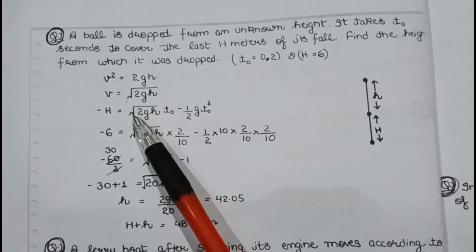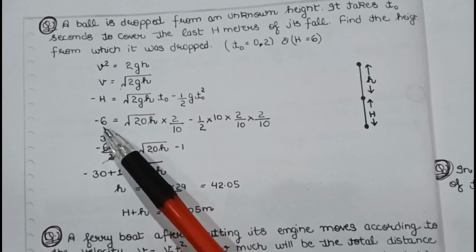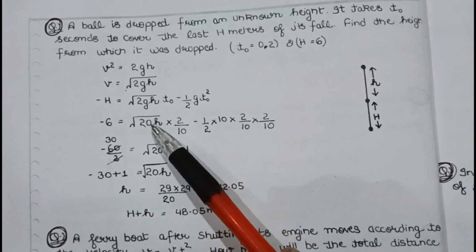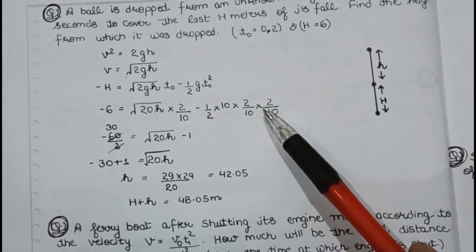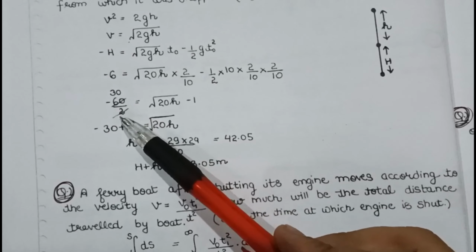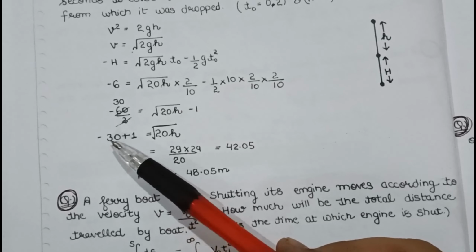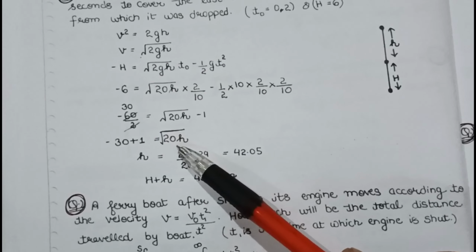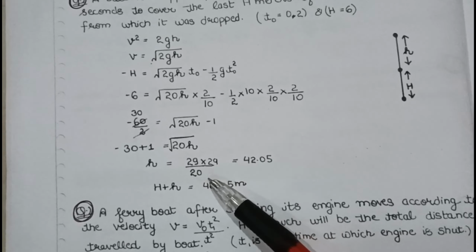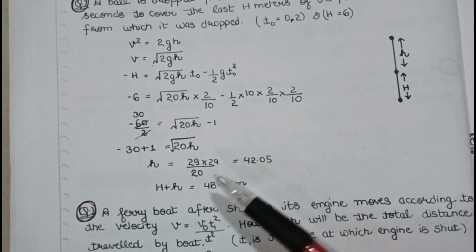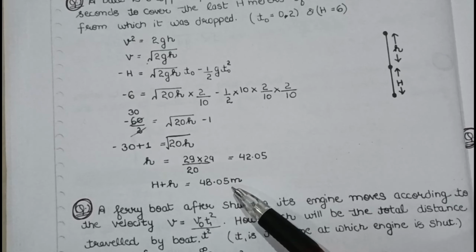Minus h is equal to under root of 2gh t0 minus half of g t0 square. Minus 6 is equal to under root of 20h into 2 by 10 minus 1 by 2 into 10 into 2 by 10 into 2 by 10. Minus of 60 by 2 is equal to under root of 20h minus 1. Minus of 30 plus 1 is equal to under root of 20h. H is equal to 29 into 29 upon 20 is equal to 42.05. Therefore, h plus small h is equal to 48.05 meters.